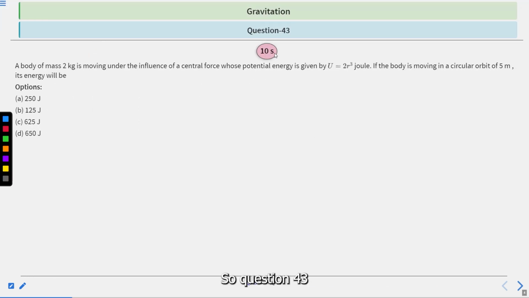So, question 43. Topic: gravitation. A body of mass 2 kg is moving under the influence of a central force whose potential energy is given by U equal to 2r cube joule.